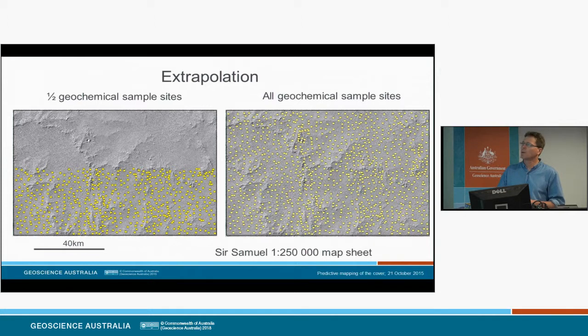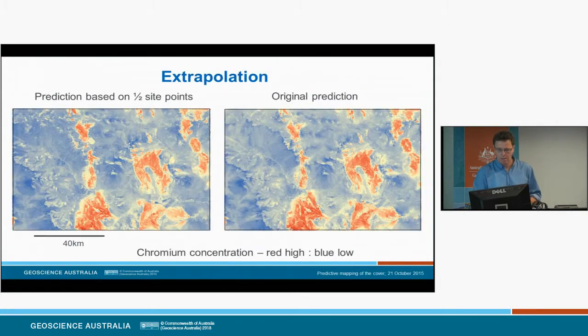So here I'm just going to create a model based on half the data and compare it to using all the data points. And they're almost identical. Okay, so they're identical because the relationships are robust. And it's not finding patterns in here which are any different to the ones in here in terms of the connection between the concentration of this particular element and those covariates. Okay.